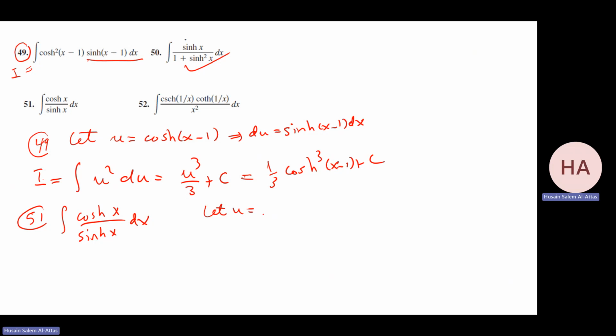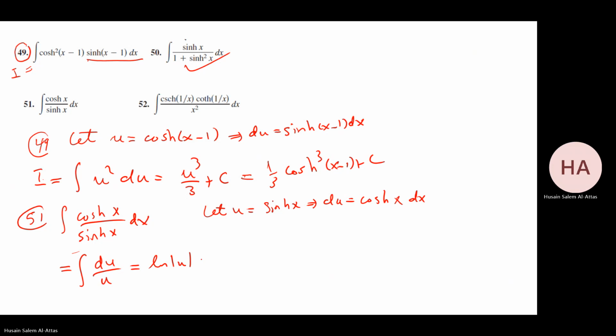Let u be sine hyperbolic x. The denominator, du will be cosine hyperbolic x dx. What is this? This is du over u. That would be ln of u plus c. That would be ln sine hyperbolic x plus c. Okay.